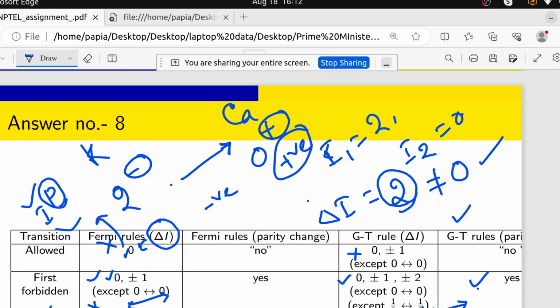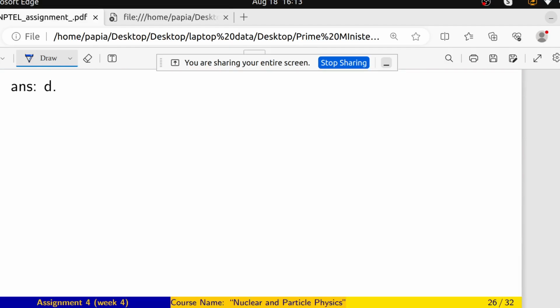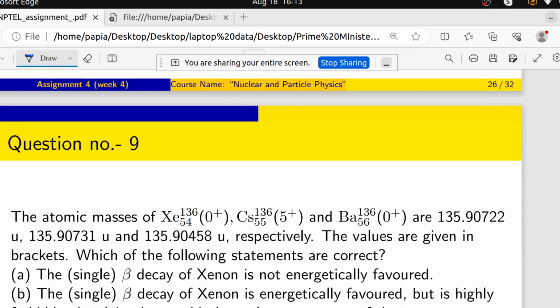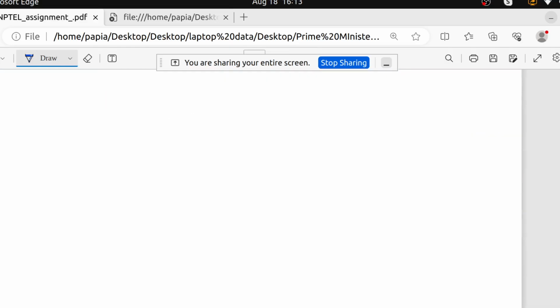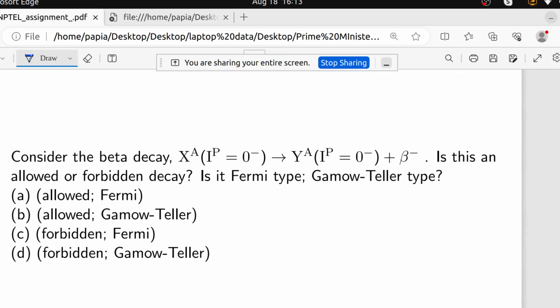Also here the parity will be considered. So 0 plus to 0 plus means parity has no change. That means this 0 plus to 0 plus is nothing but a Fermi type beta decay, and the allowed transition will be there. So this type of thing. I will explain in the next question in detail, not this one. Let me just go there so that we will understand quickly.